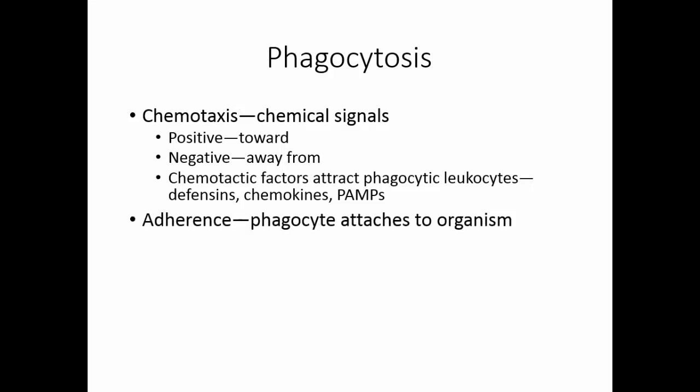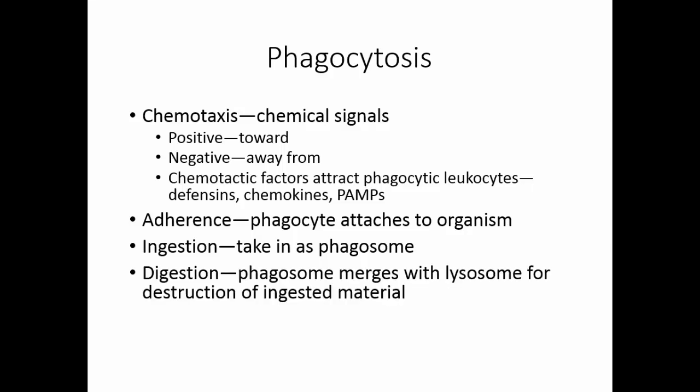The process of phagocytosis begins with adherence. The phagocyte has to attach to an organism. This is why a capsule is an antiphagocytic factor. It does not allow adherence to occur. Then the organism is taken in as a phagosome. The phagosome will merge with the lysosome so that the ingested material will be destroyed. Here again, some of those antiphagocytic factors prevent this step from occurring.